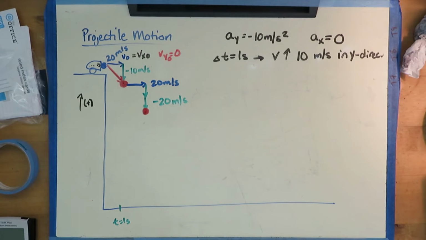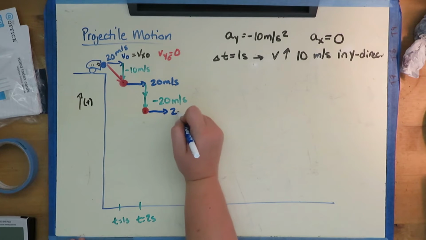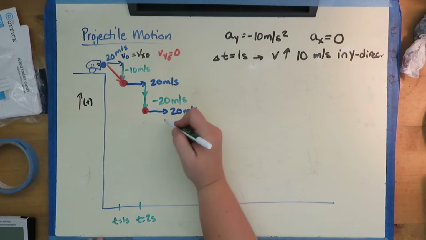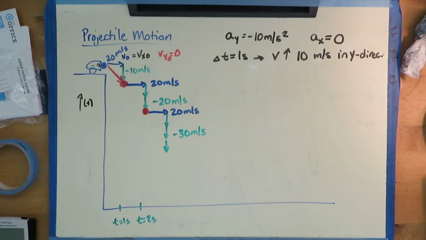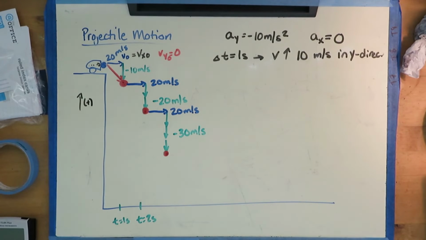Well, in the next second, I'm still, so this is after 2 seconds. In the next second, I'm still moving horizontally at 20 meters per second. But I've now had 3 seconds. So I'm now moving vertically at negative 30 meters per second. So I'm now at that position there.